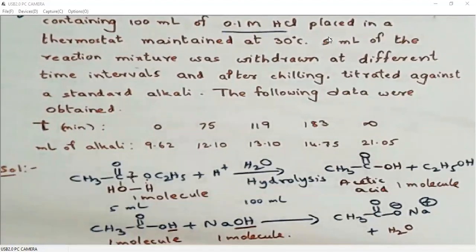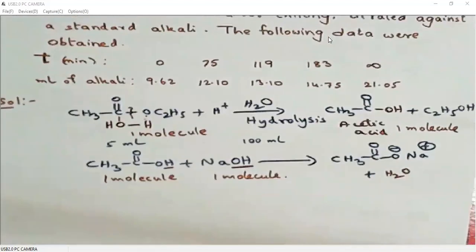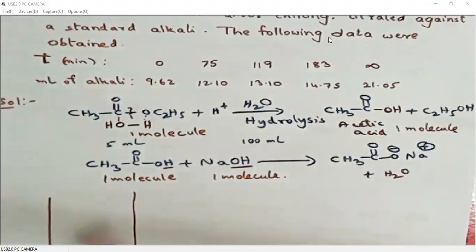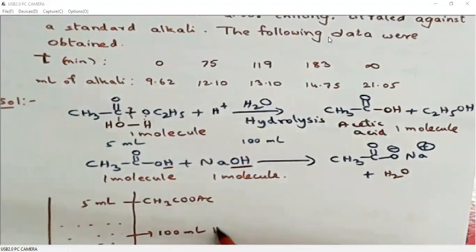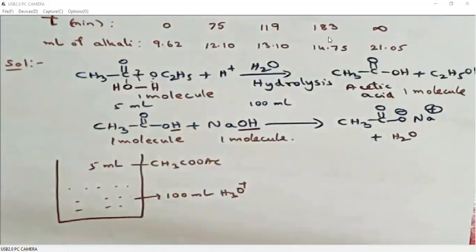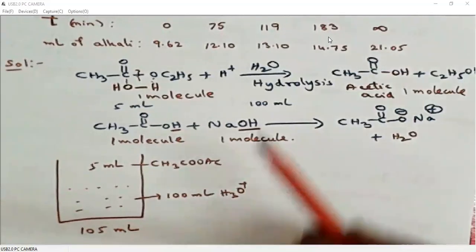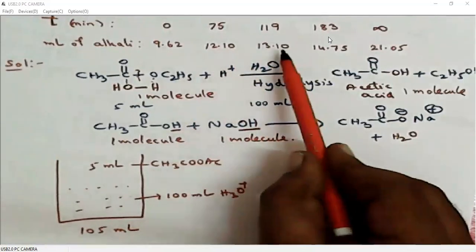Okay, because what we are doing, I'll try to write it. So this is water, 100 ml of acid, and we are adding 5 ml of ethyl acetate. So the total becomes 105 ml. And after some time, we are taking 5 ml, then 5 ml, then 5 ml.